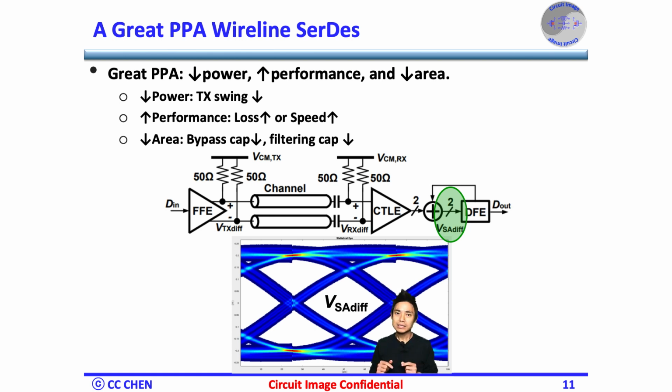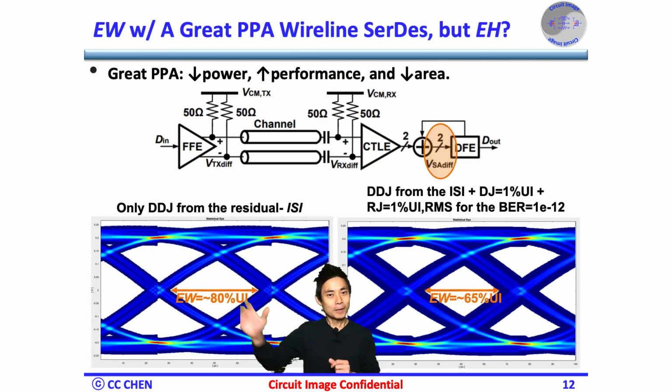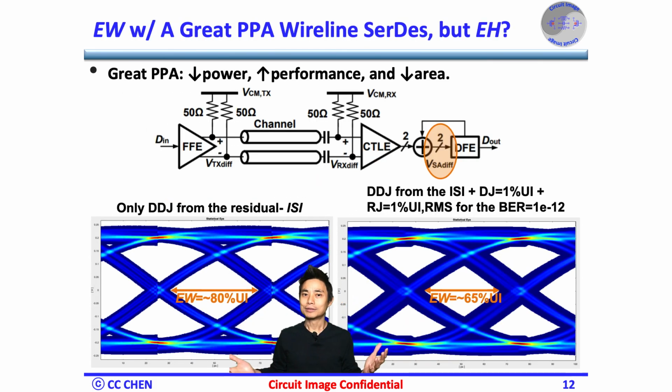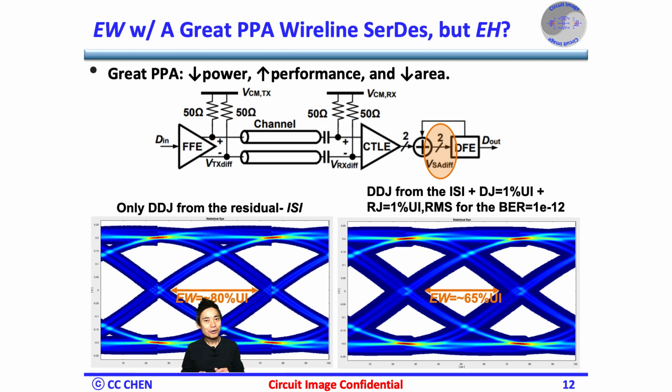Is it still possible to keep a wide open eye after adding all the RJ? Think about the jitter budget of the eye width for 5 seconds. Bingo! Yes. Since the residual ISI only eye width is 80% UI, and an extra 15% UI of the IMS, RJ, and DJ would degrade the eye width to 65% UI, which could still be big enough.